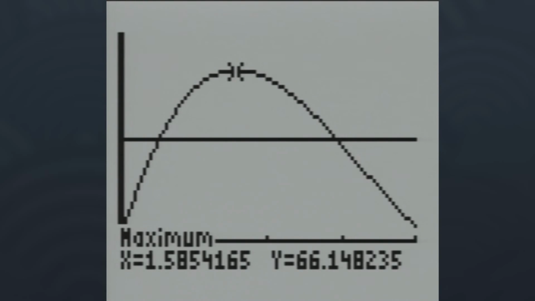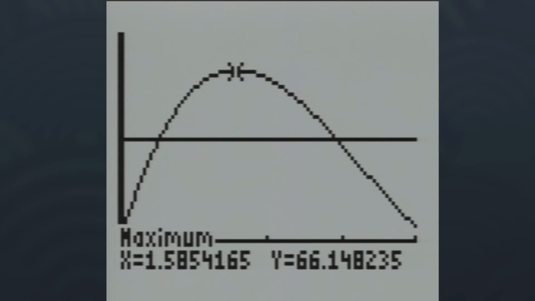66.148 cubic inches. Now, when you did this back in middle school, you might remember finding that the maximum volume was 66, which, given those numerical methods we were using, was pretty darn close. This is an even more exact answer because we've used the algebraic equations. That maximum volume comes when we have a height of about 1.585 inches.